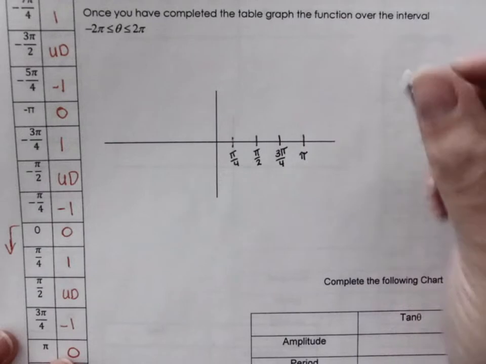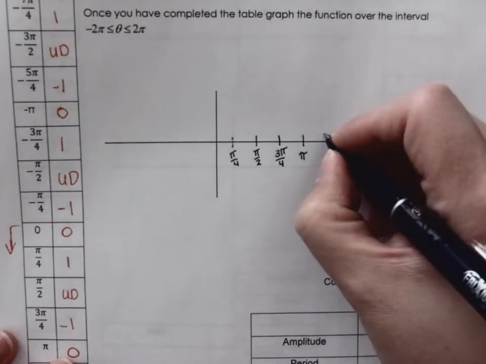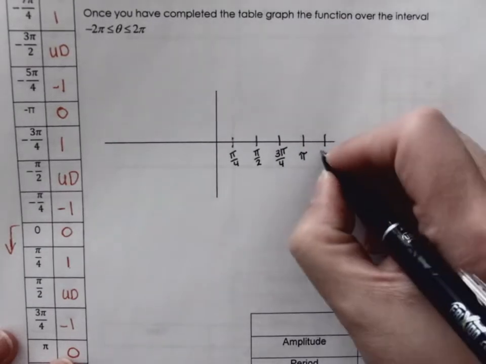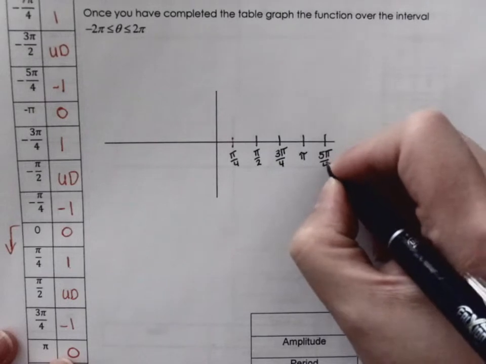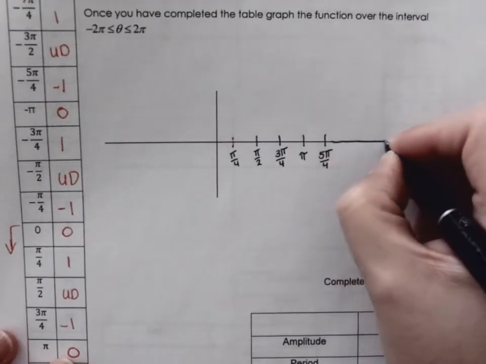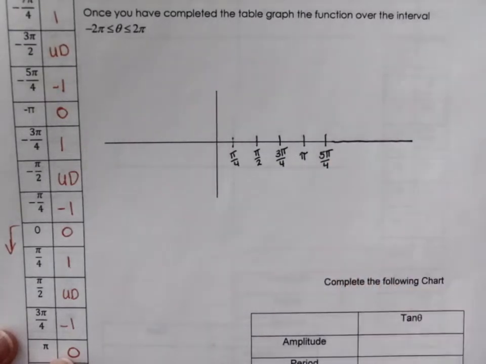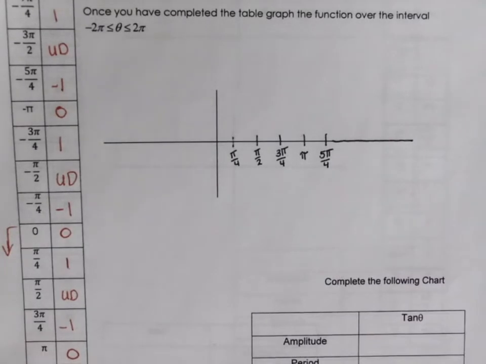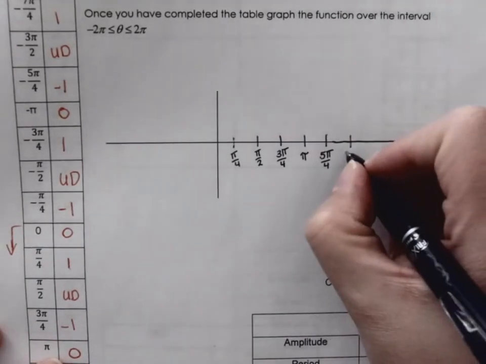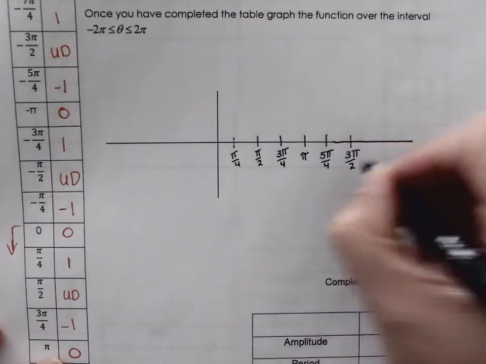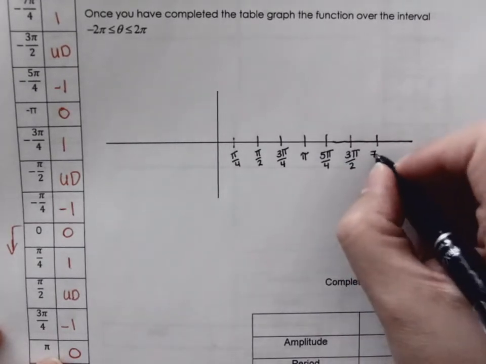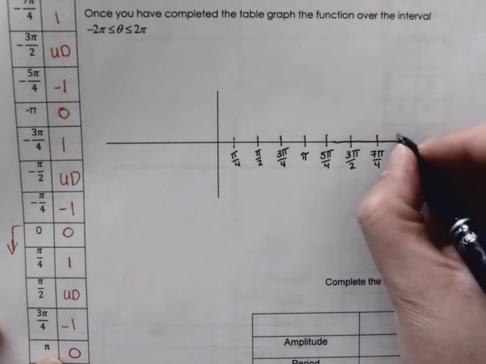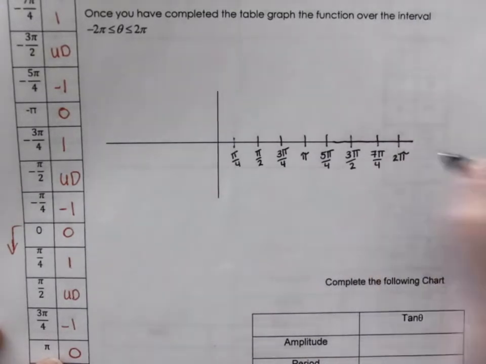Oh, guys, I didn't give you enough room. That's okay, though. Just draw more of the lines. That's a pretty straight line for me, I'm just saying. 5 pi over 4, so it will be 3 pi over 2, and then I'm going to have 7 pi over 4, and I'm going to have 2 pi.